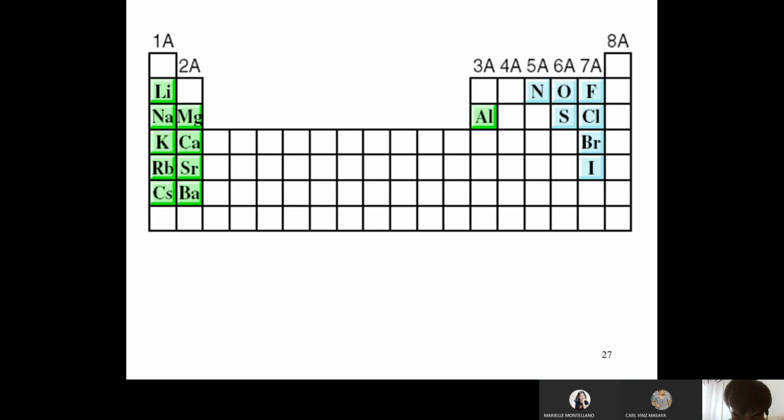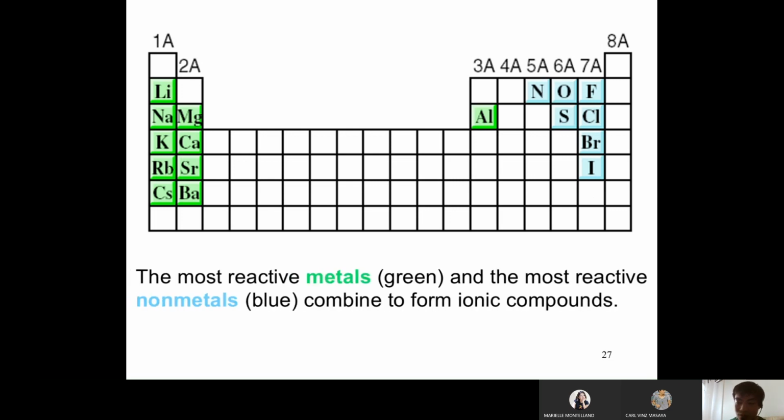Ano itong slide dito? Ayan, so ito. So, how do we form ionic compounds? So, in forming ionic compounds, yung mga positive charges natin, they bond usually with the negative charges. And for the sake of this discussion, ito yung mga common atoms na nagbabond. So, si lithium, they can bond with these non-metals, so on and so forth.